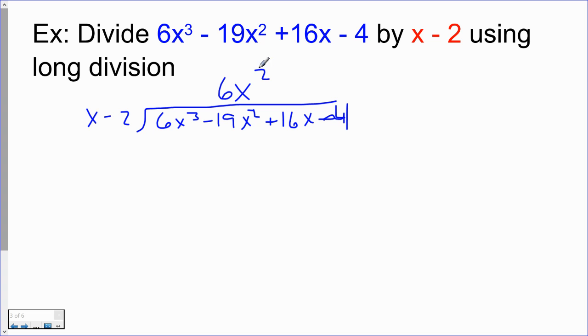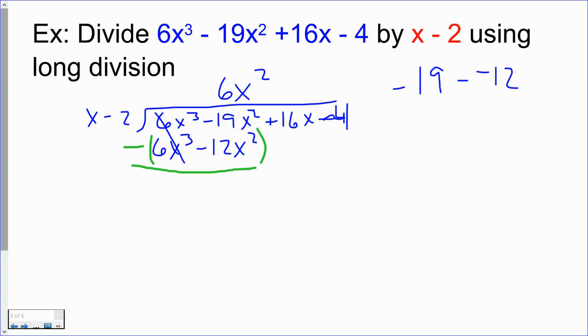So here's the thing. I have to take this 6x squared and multiply it by an x, which is 6x to the third. But I also have to multiply 6x squared by this negative 2. Well, 6 times negative 2 would give you negative 12, and then x squared. Now, once I do this, here's where people mess this up. We know we're going to subtract, but you have to be really careful when you actually subtract. Here, 6x cubed minus 6x cubed cancels out. Over here, I'm doing negative 19 minus a negative 12. So just off to the side, I'll write this: negative 19 minus a negative 12.